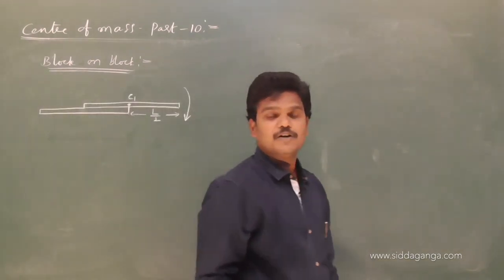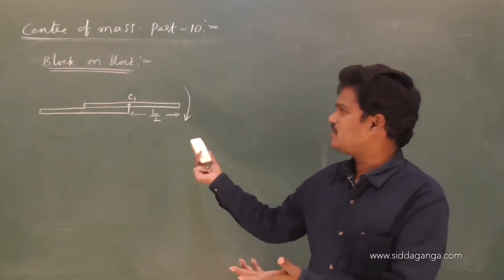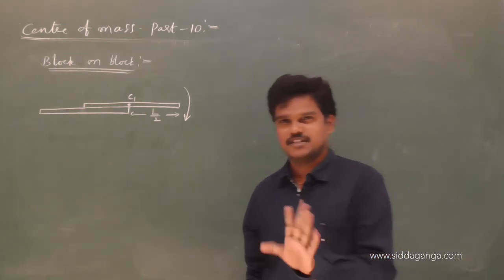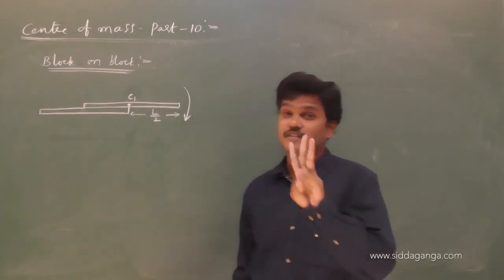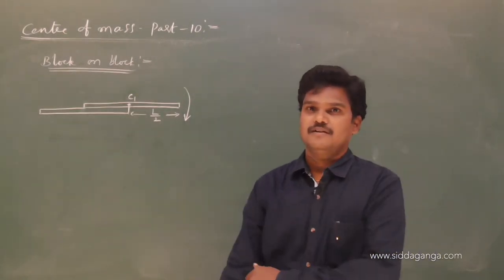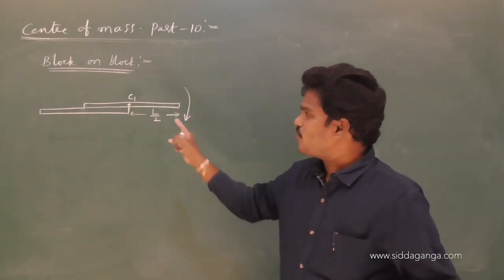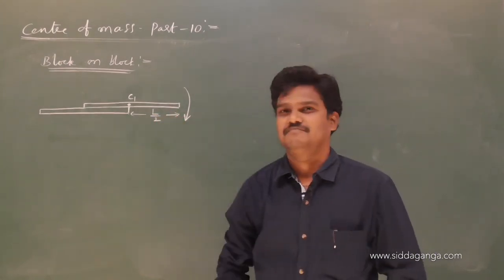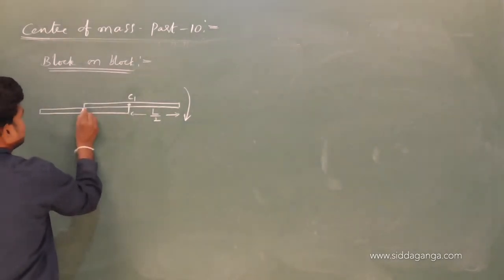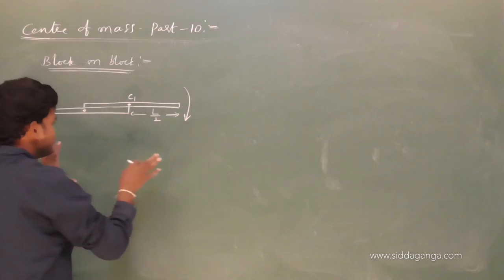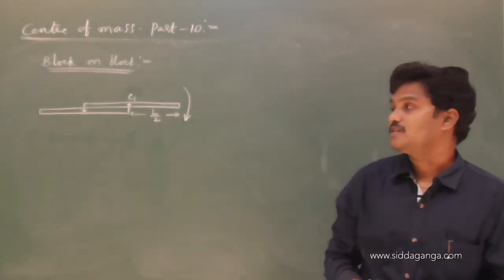Now, I want to place three blocks, one over the other. Two blocks, one over the other, we can understand easily. Now, what is our target? Three blocks, one over the other. Let us see where I should place the third block. You have to find the center of mass of this system. The center of mass of the lower one is here, the upper one is here. Tell me where is the center of mass of this two block system?